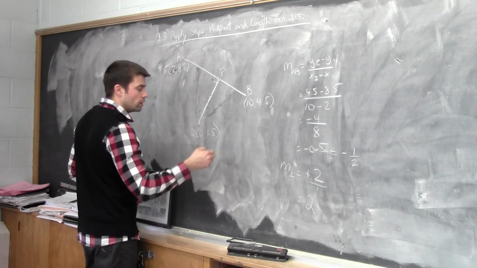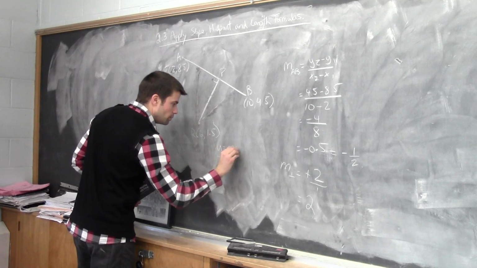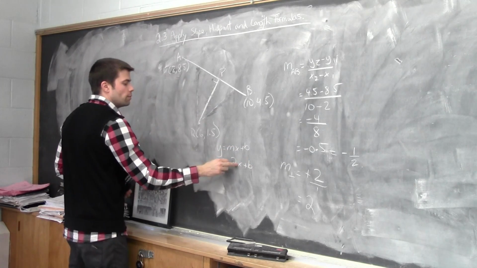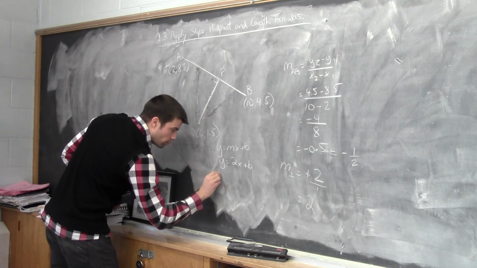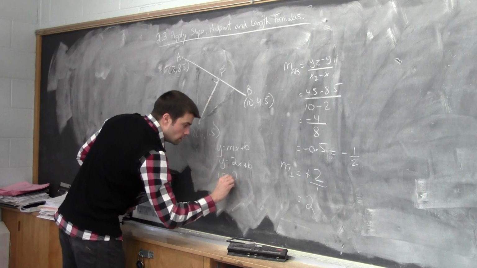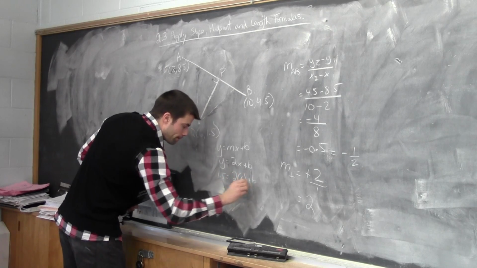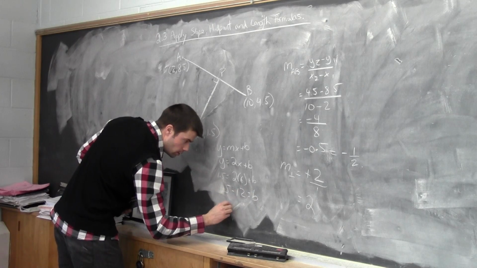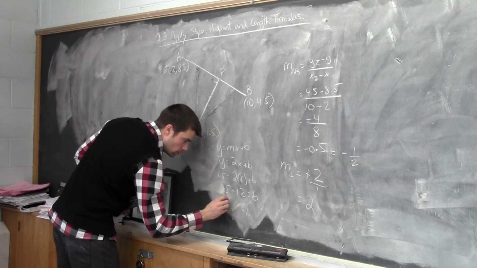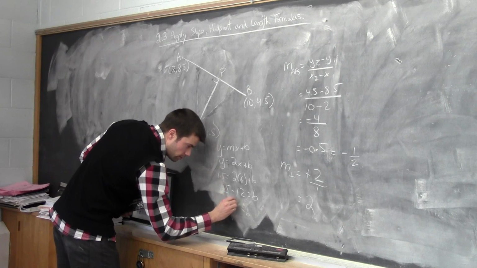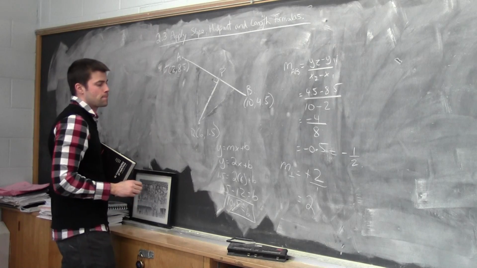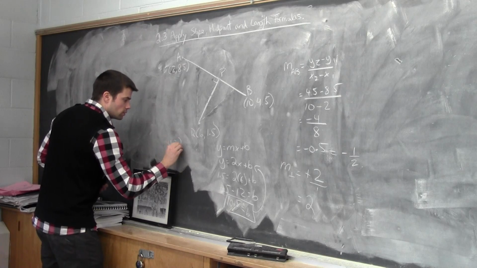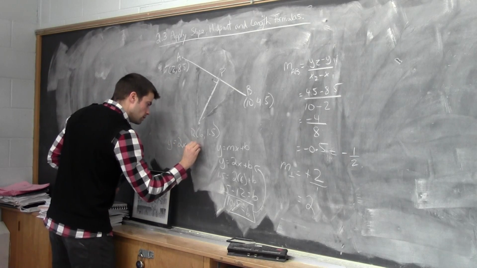So we're going to sub that point into our formula y equals mx plus b. y is equal to 2x plus b. Sub in x and y. So y is 1.5, x is 6. 1.5 minus 12 is equal to b. b is equal to 10.5. Sub that back into my original equation. I get y equal to 2x plus 10.5.